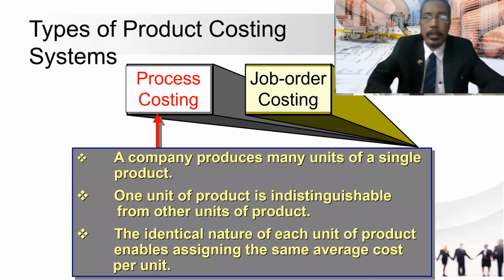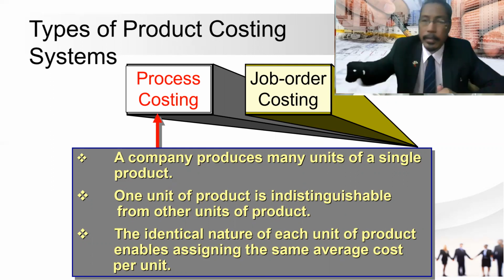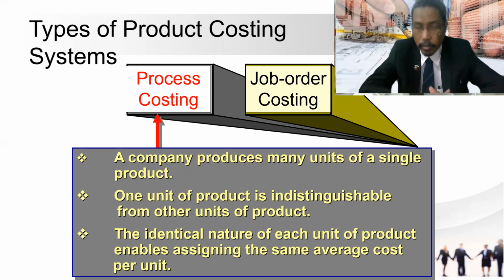Types of product costing system. One is process costing, the other one is job order costing. What do we mean by process costing? A company produces many units of a single product. One model, there are plentiful of those products that are to be manufactured. One unit of product is indistinguishable from other units of product. They are all similar, the same.